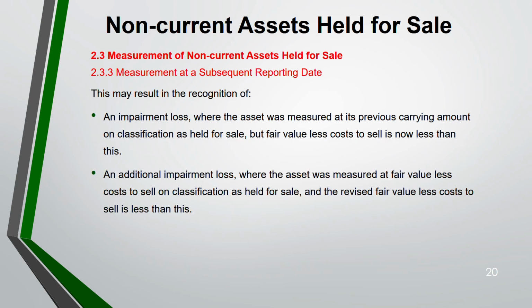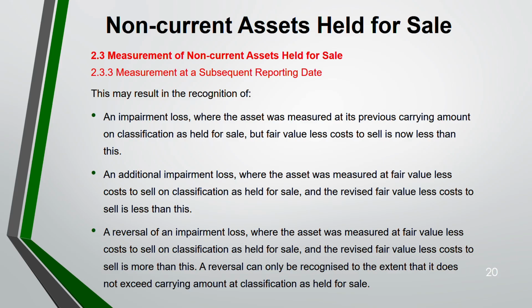And there would be an additional impairment loss when your asset was measured at fair value less cost to sell and your revised fair value less cost to sell is even less than that. Already you have an impairment loss because fair value less cost to sell is less than the carrying amount. Now, at the reporting date, your fair value less cost to sell is even less. So, additional impairment loss. Then, impairment loss could be reversed, when your asset measured at fair value less cost to sell on classification is more than the fair value less cost to sell.